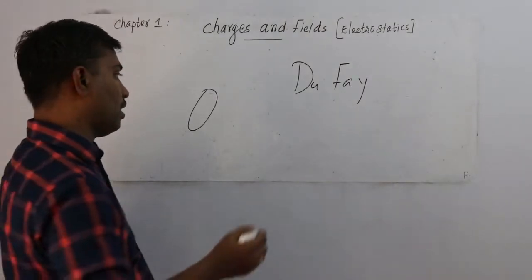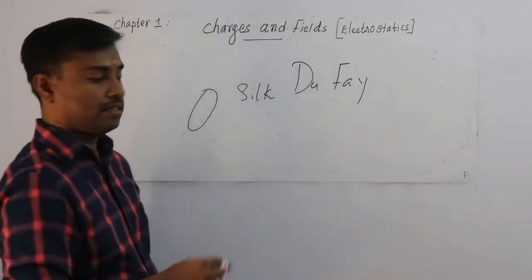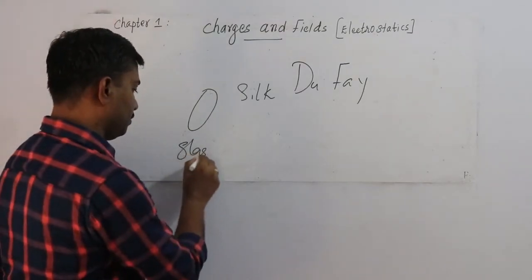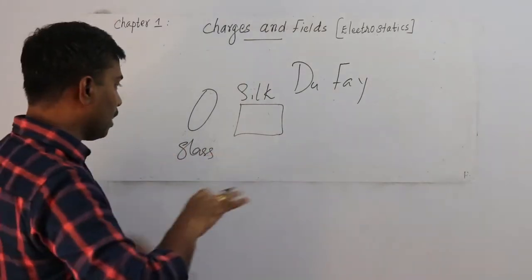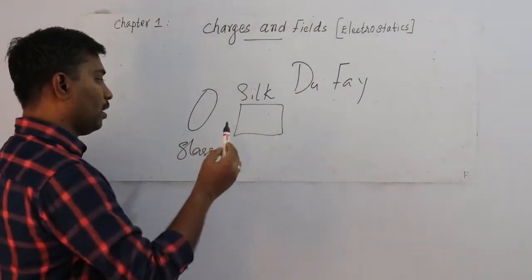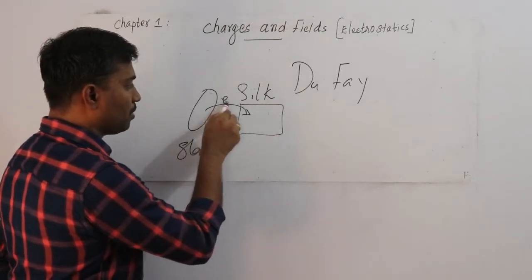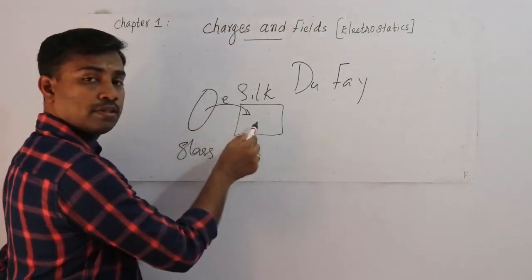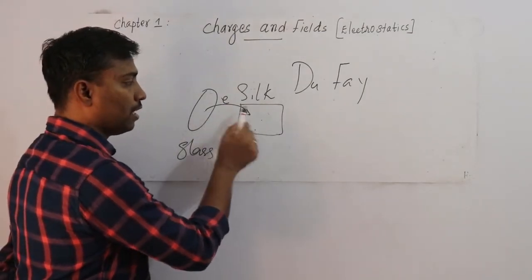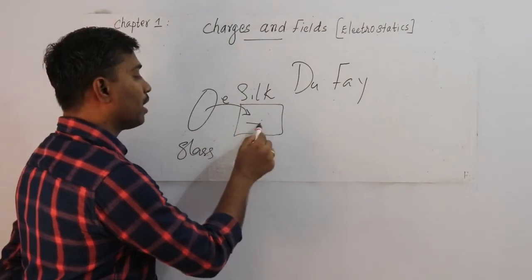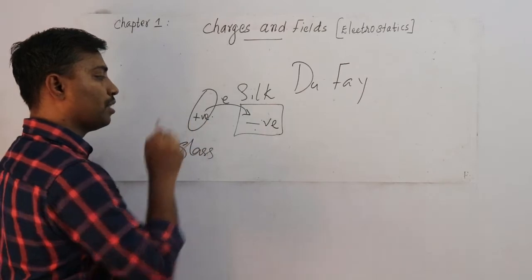It's rubbed with silk. This is a glass rod rubbed with silk. During rubbing, the electron from glass is moved to silk. So here electron is lost, and for silk electron is gained. So silk gets a negative charge and the glass rod gets a positive charge.